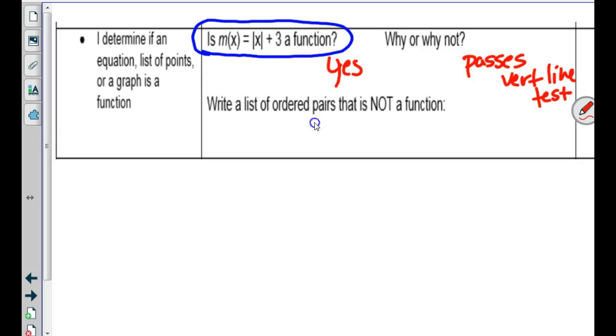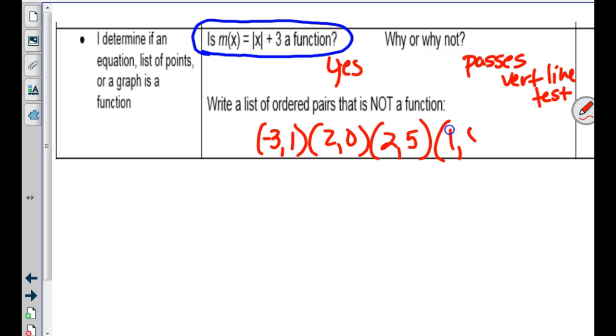How would you write me a list of ordered pairs that's not a function? Okay. So -3, 1, 2, 0, 2, 5, and 1, 8. Because the x's repeat, it's not a function, right? Whatever it asks you to do. Somehow it asks you, is or isn't a function. Got this, Austin? Okay.